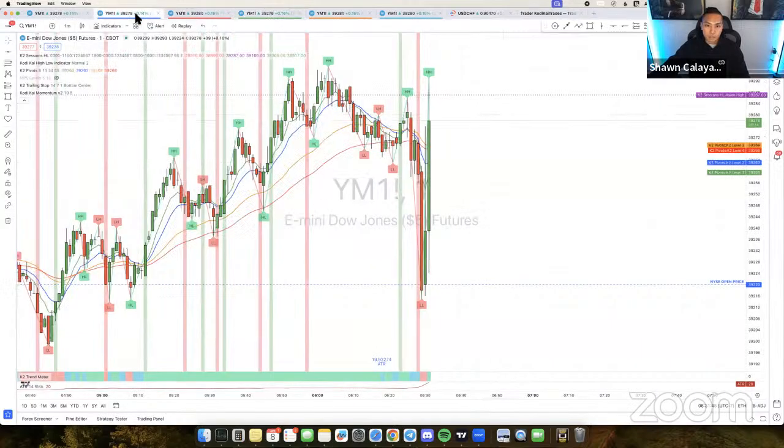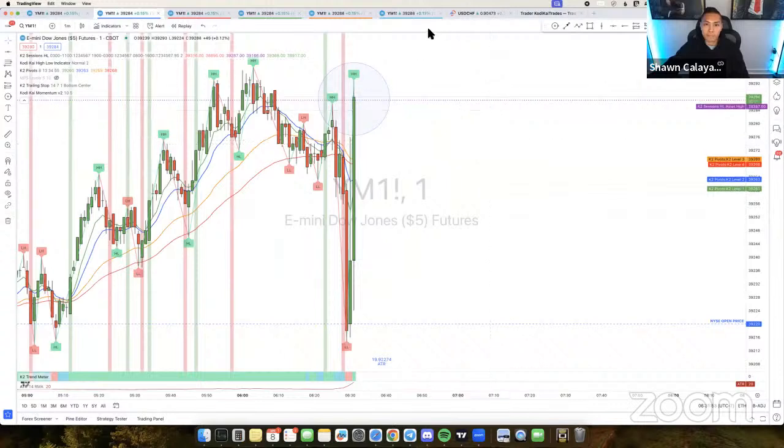All right, and there goes that correction back up. It's rejecting directly off the sessions right here. As you guys know, that's an area of manipulation. It's typically why we don't trade around those areas. It's obviously a red flag at that point. This candle is huge.